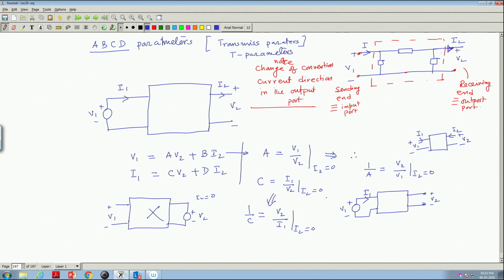Same is the case with B parameters. How to find out B parameters? Let us use this space, on the same page. How to calculate B and D? B will be equal to V 1 by I 2 with V 2 equal to 0.